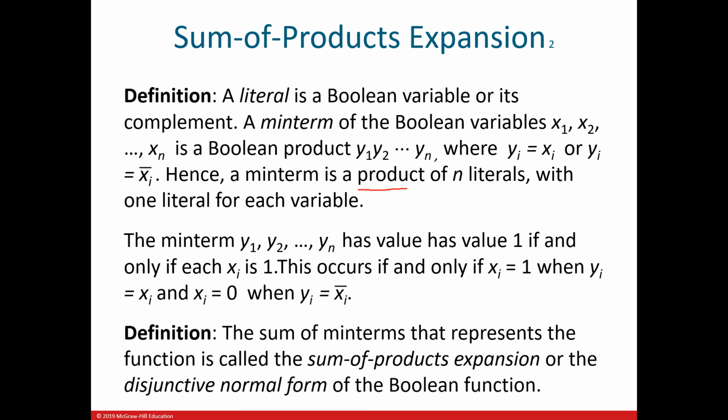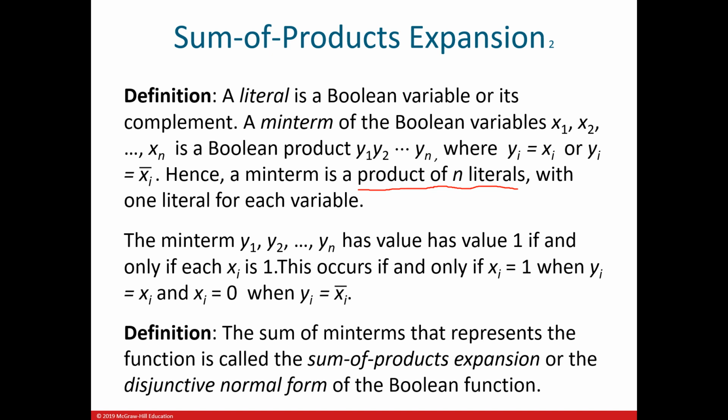We call this particular variable a minterm when it is shown as a product, and in that case, it is easy for us to find the truth values, because we know that it will be true only when all the variables are true.